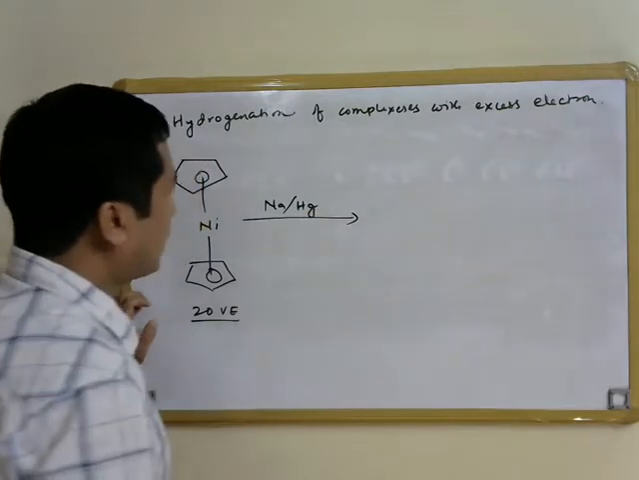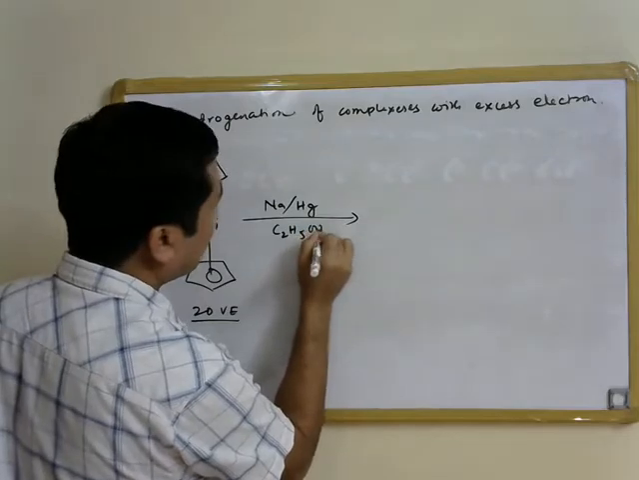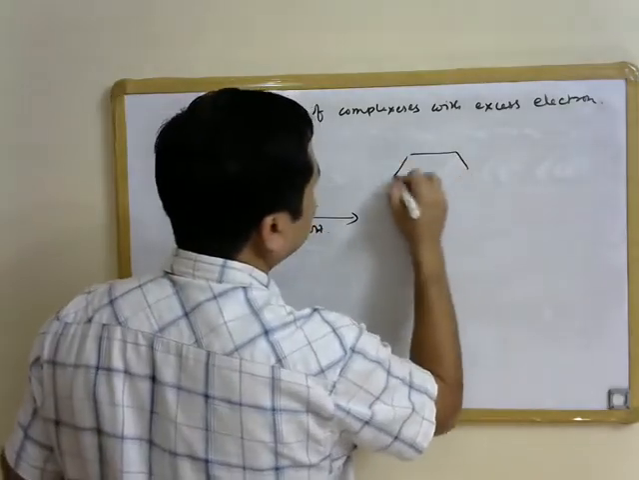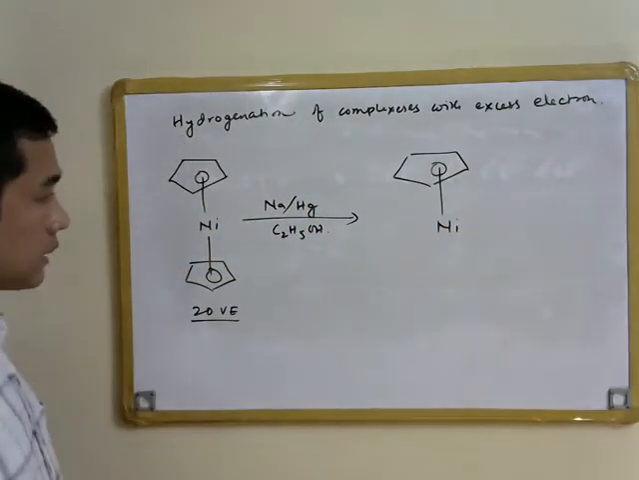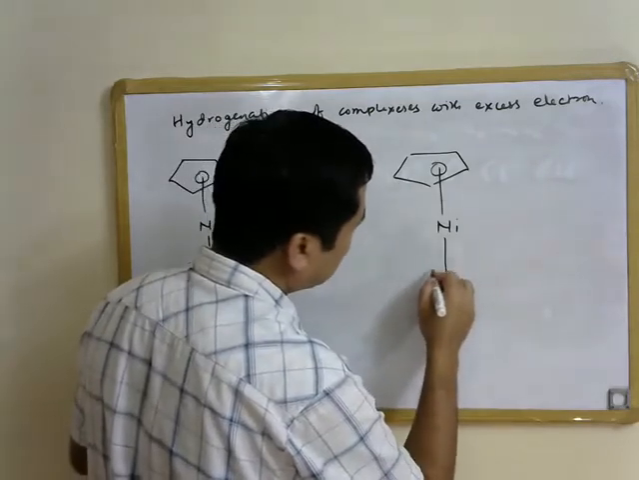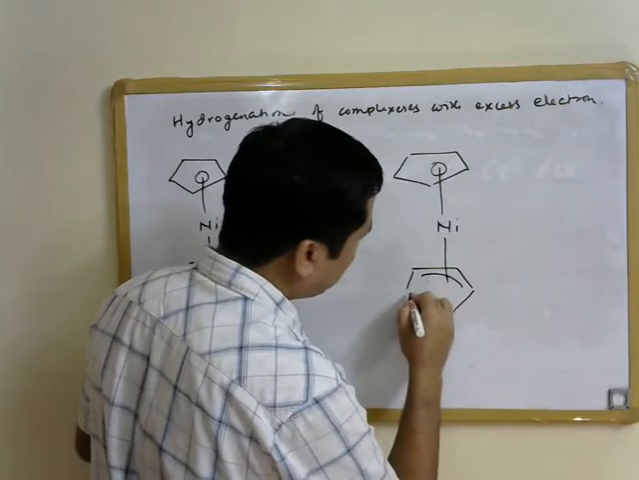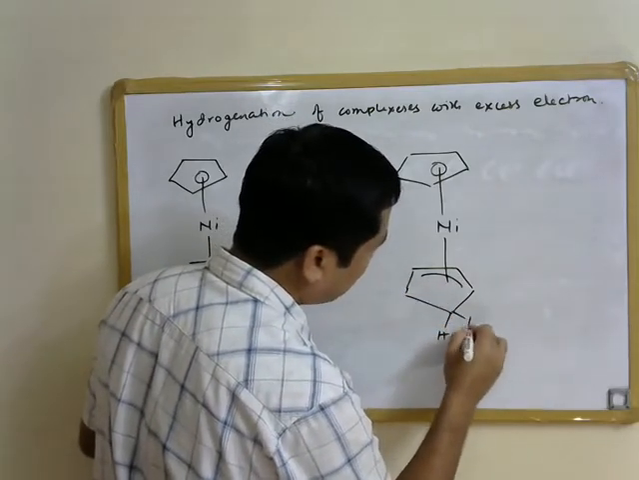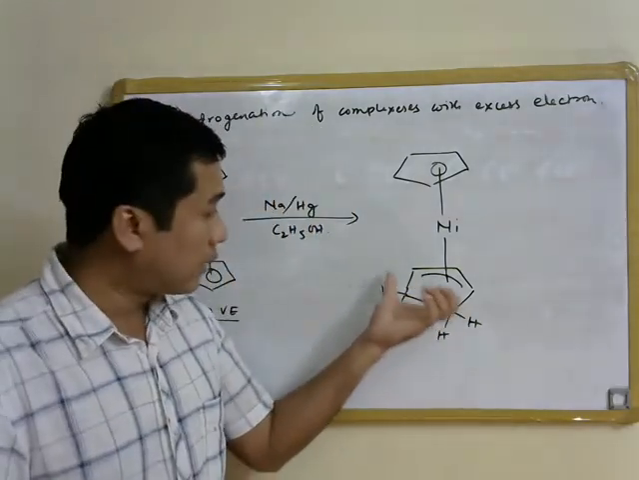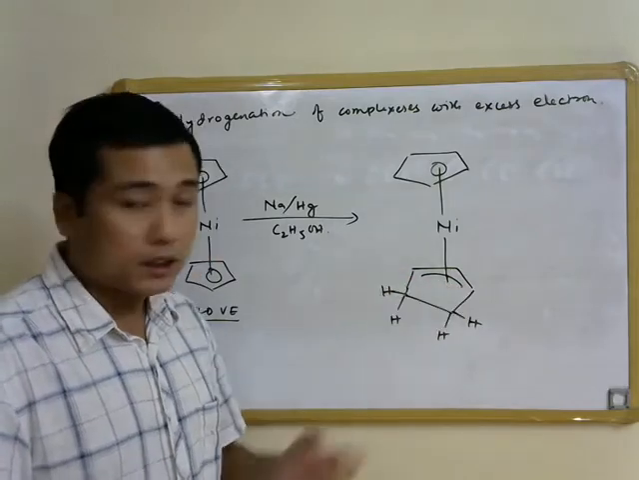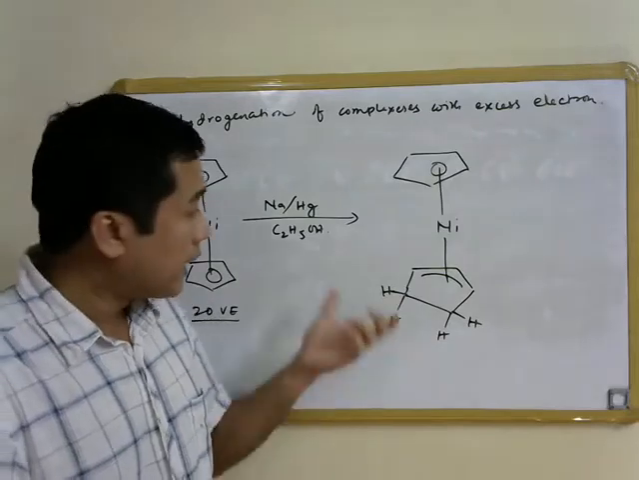This complex may now undergo hydrogenation in the presence of sodium amalgam in ethanol medium. One of the Cp ligands will undergo hydrogenation, and this will essentially transform this Cp ligand into an allyl ligand in this way, because two of the carbon atoms over here have now become saturated, and the pi cloud is essentially localized only over 3 carbon centers here, and that is why it can be considered as an allyl ligand now.